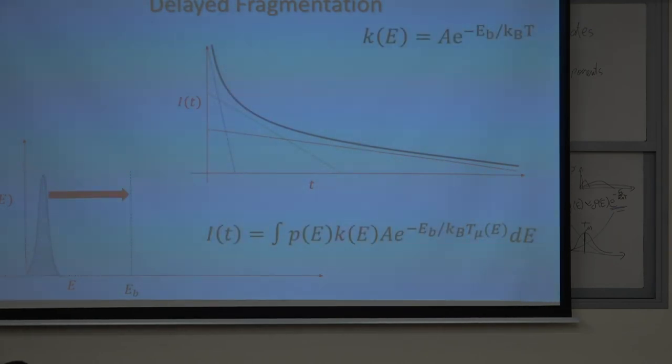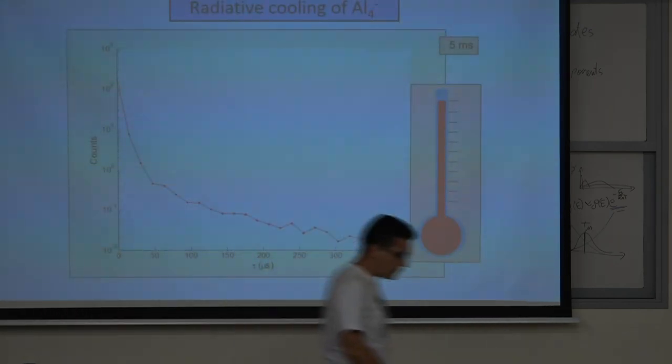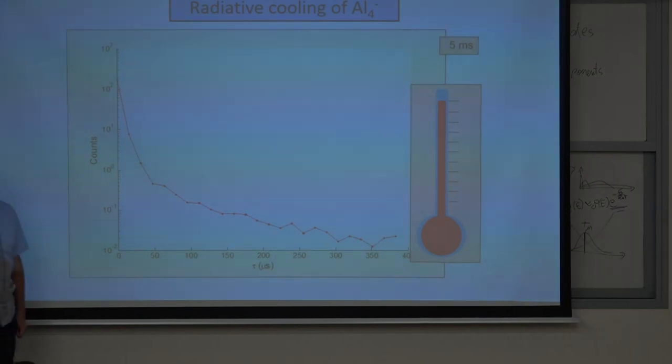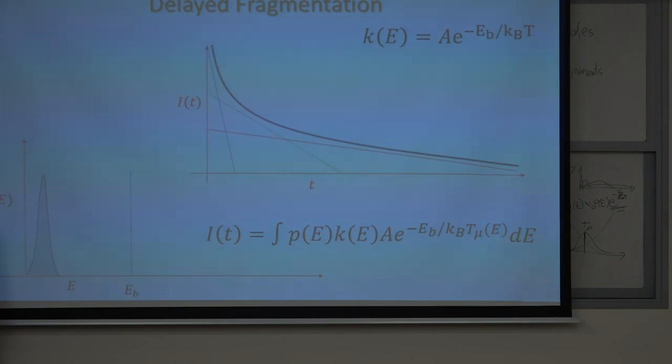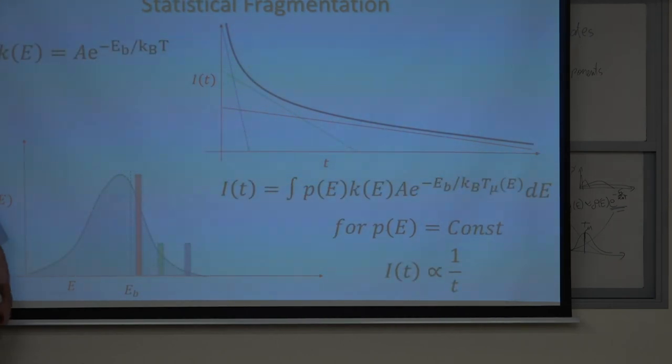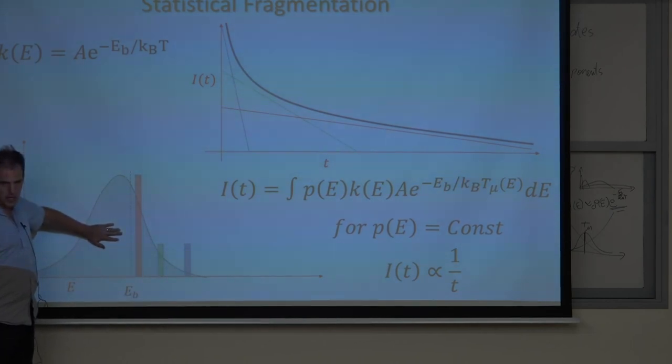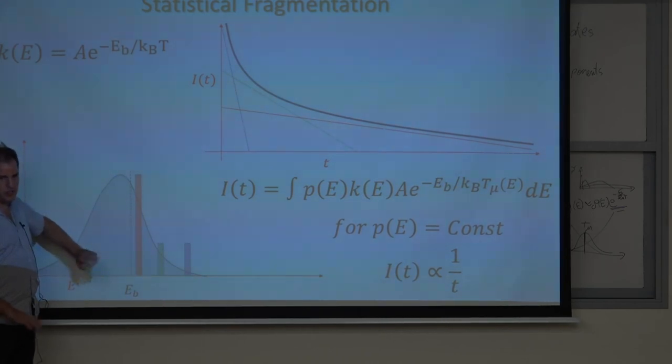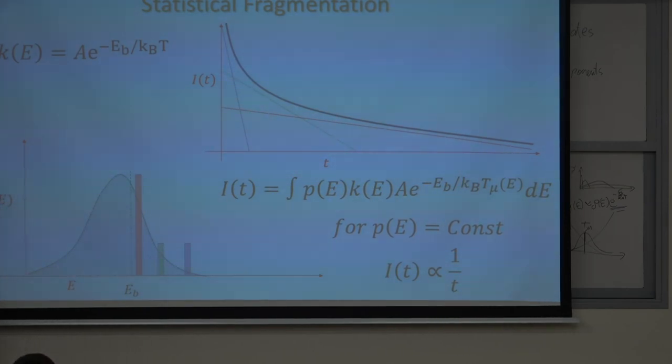Why does the decay start before the binding energy? Sorry? Why does the decay start before the binding energy? What I'm saying is that all of these molecules that have an energy lower than the binding energy won't decay. If you don't have enough energy, you don't decay. So there are stable states? Yeah.